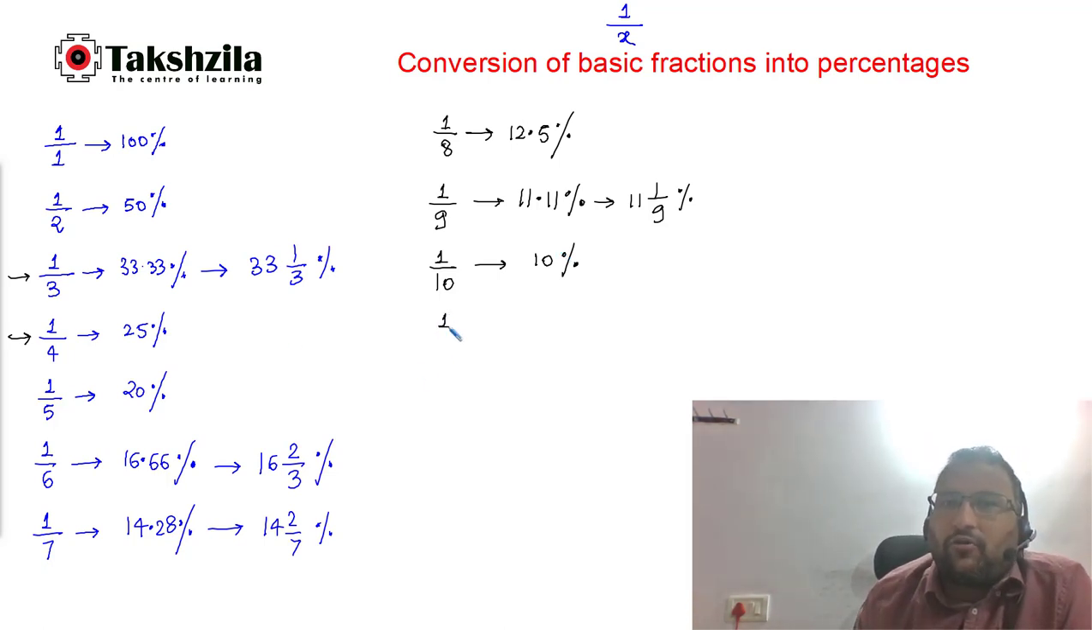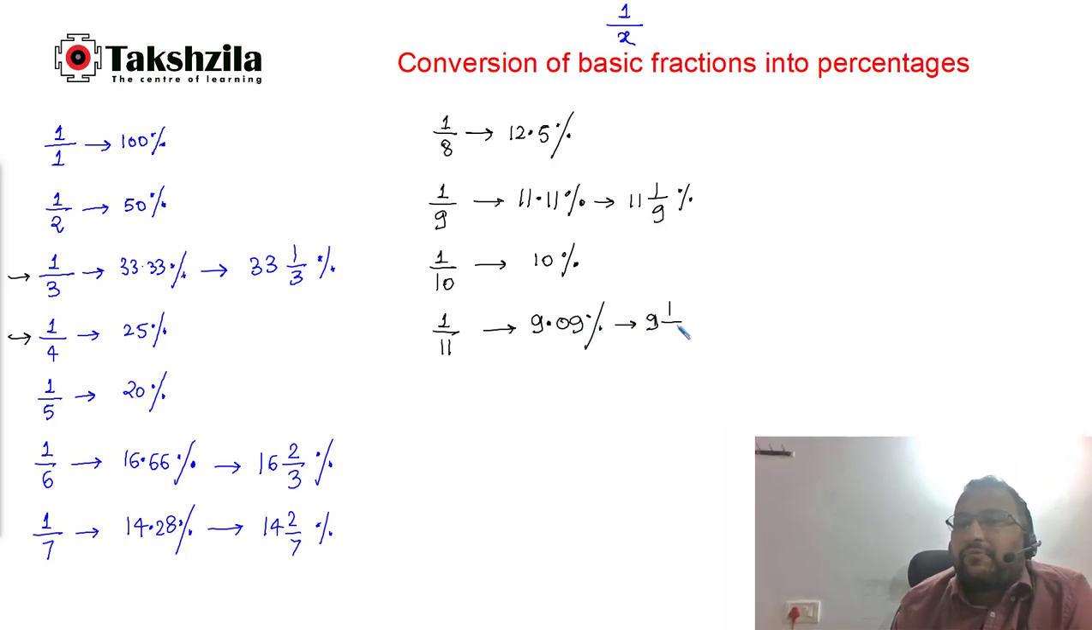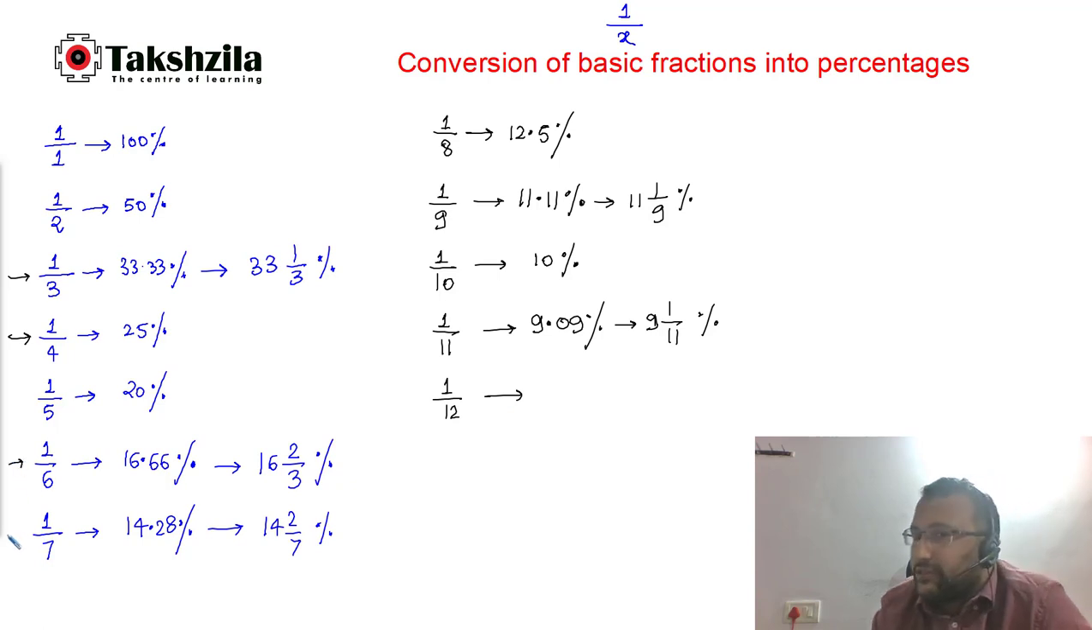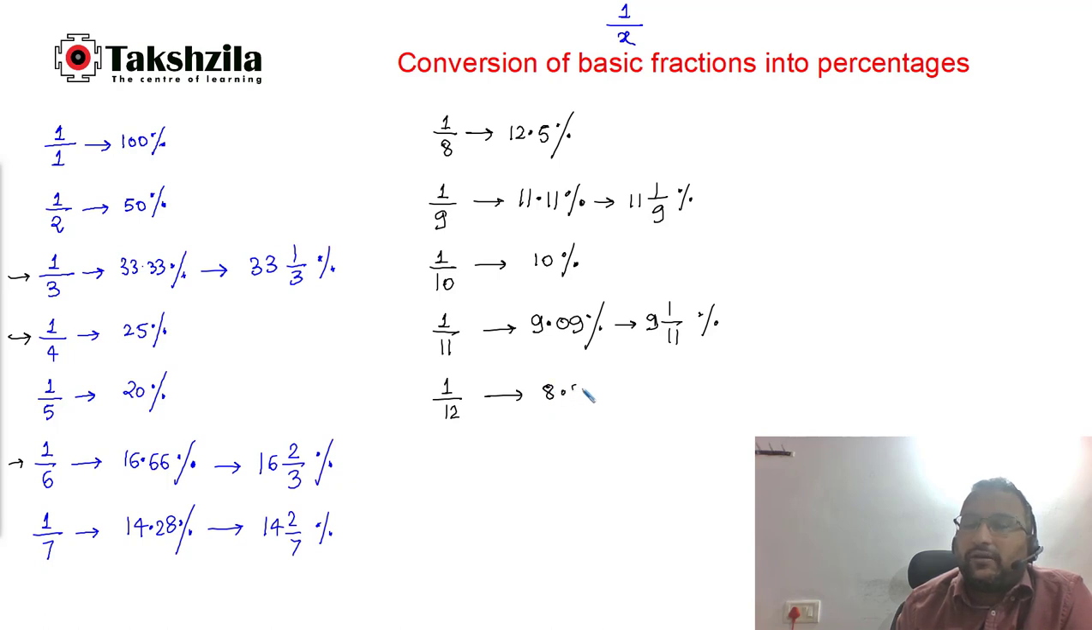If you get 1 mark out of 11 marks, that is 1 by 11 into 100, 100 by 11, if you do that, you will get 9.09%. That is nothing but 9 1 by 11 percentages. Similarly, if you get 1 mark out of 12 marks, now we know 1 by 6 is 16.66%. Divide both sides by 2, you will get 8.33 percentages. In the mixed fraction format, it is 8 1 by 3 percentage.